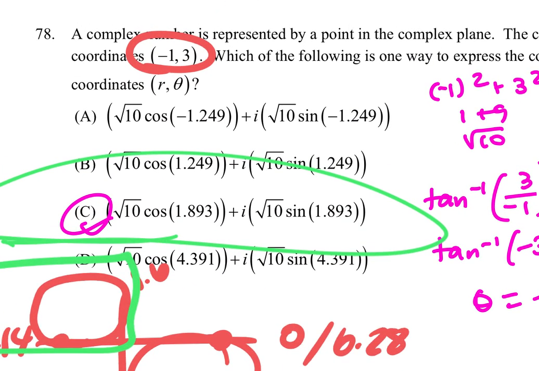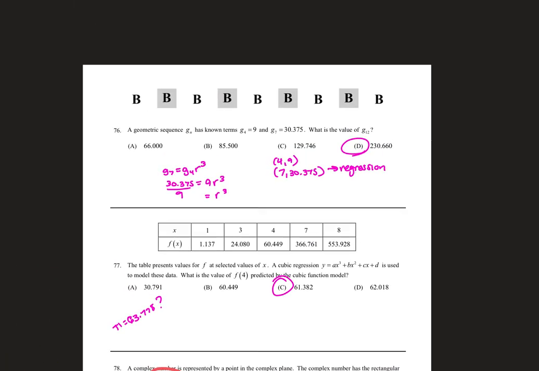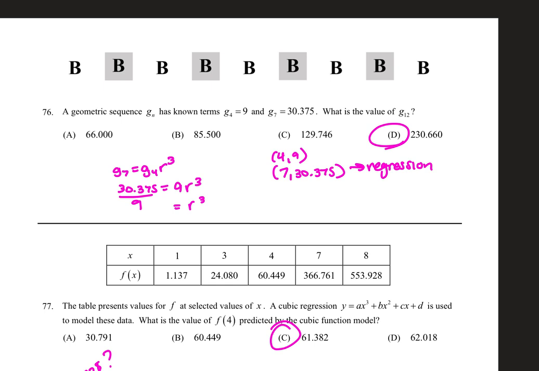I could do square root of 10 times cosine of negative 1.249, and then square root of 10 times the sine of negative 1.2, and then find out, am I getting negative 1.3? Like, you could work backwards on it. Yeah. That makes more sense.